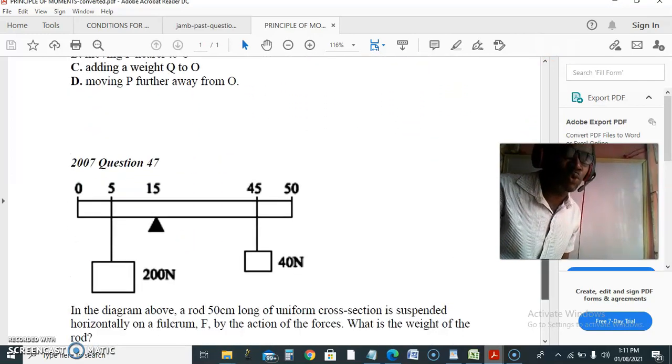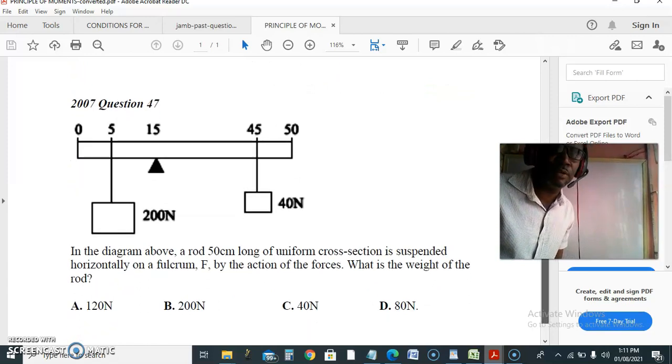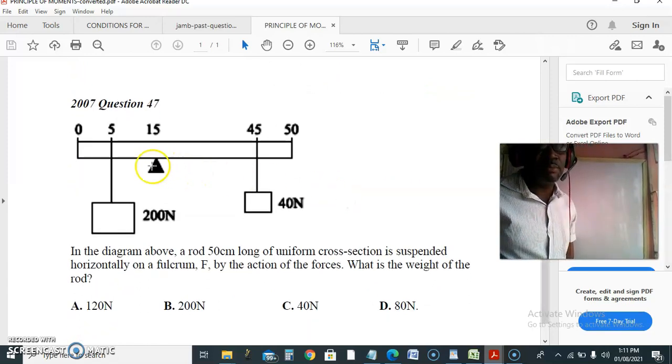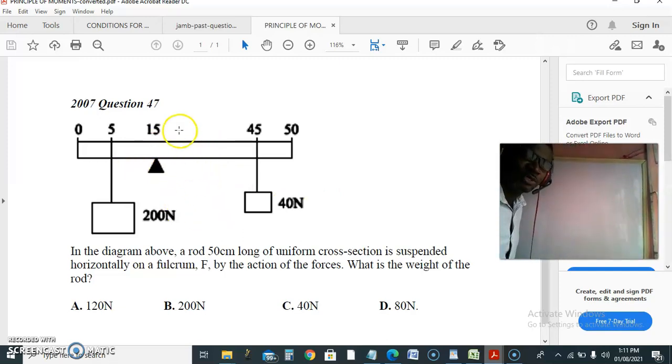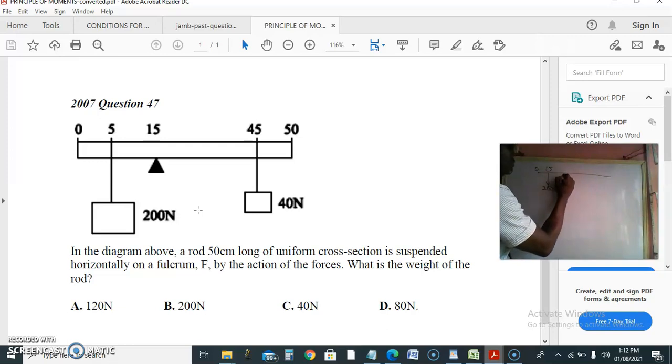So let's quickly go to question 47 of 2007. We have this system in equilibrium, and we've been asked to find the weight of the meter rule. The weight of the meter rule acts through the center of gravity, which is at the 25 centimeter point. So let's quickly mark the 25 centimeter point. We have 0, and at 15 we have 200 Newton going down, and at 15 we have a fulcrum. We have the meter rule.